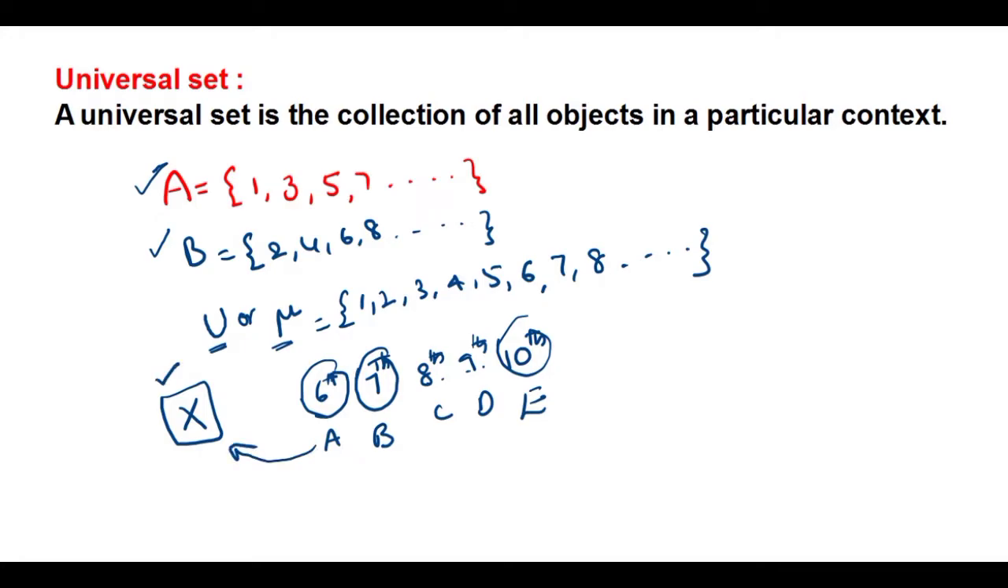This universal set is denoted by either the symbol U or mu. Generally we denote it using a rectangular box. A rectangular box we should use for the universal set.